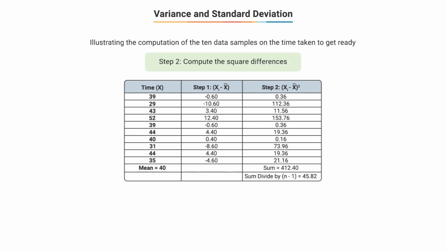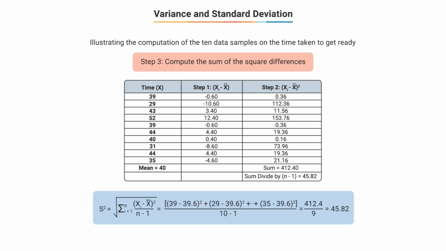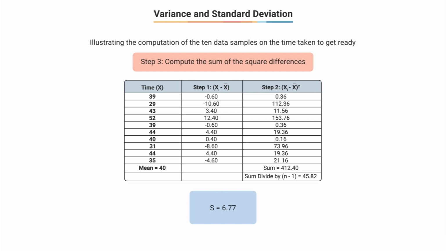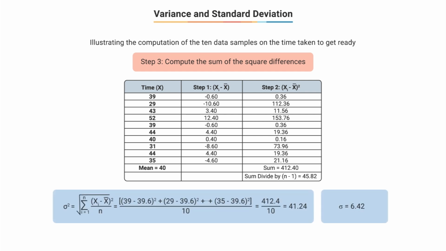In the next step, step 2, we'll compute the squared differences that are shown in the third column, and we compute the squared differences for each observation. In the third step, we compute the sum of the squared differences. The value is 412.4, and then we divide that by n minus 1, that is 9, and 45.82 becomes our sample variance. The square root of this number, which is 6.77, is the standard deviation of the sample. The same steps can be replicated as shown in this slide to compute the variance and standard deviation of the population. Notice that everything remains the same except the denominator, which is 10 instead of 9.